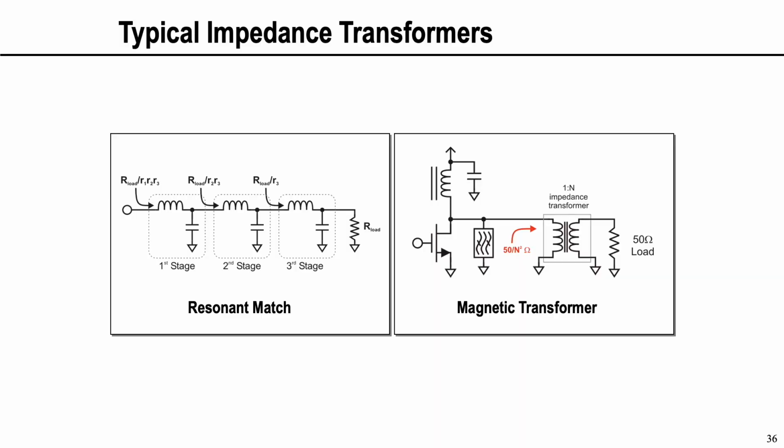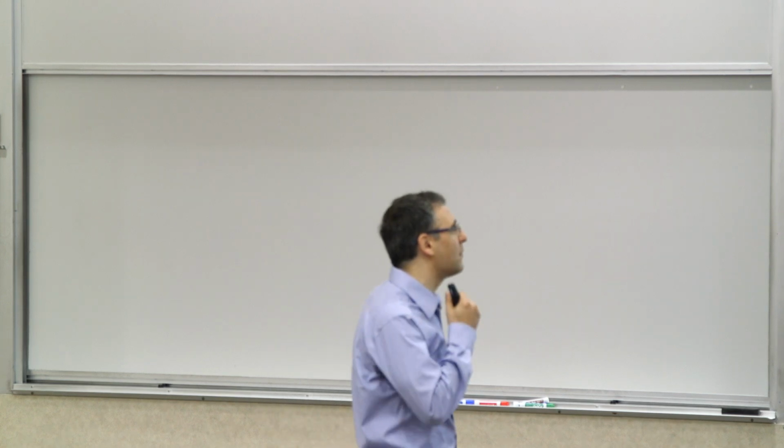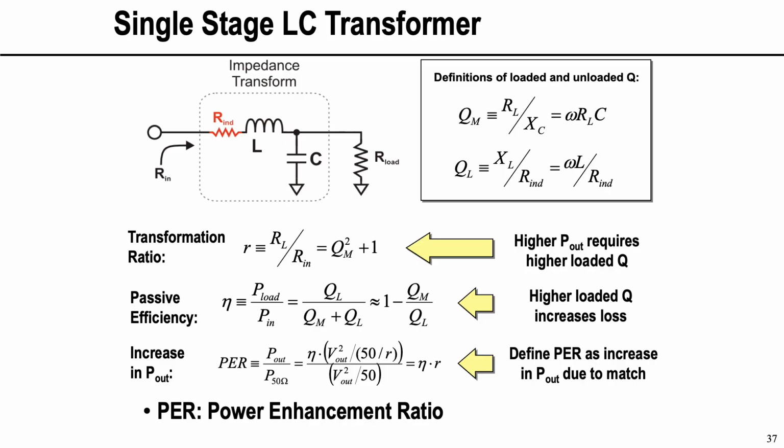There are different ways to do impedance transformation. For example, schematically shown on the left as a resonant match, you can have single or multiple stages of resonant matches, like LC matches, and each one of them does an impedance transformation. On the right-hand side, with a magnetic transformer, you can actually achieve that. So let's look at the equations a little bit more carefully and see what they tell us.